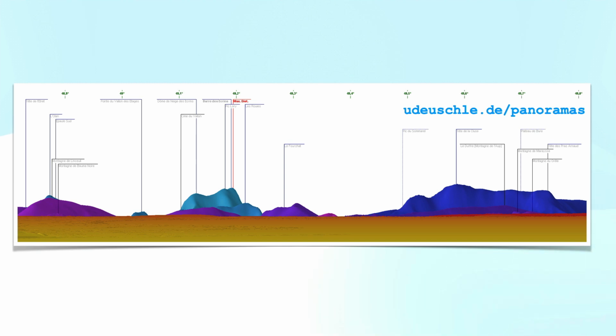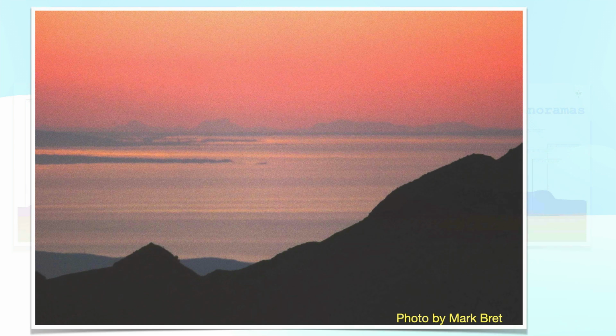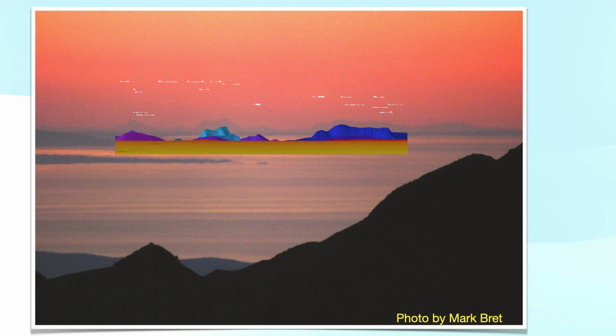It can also color code based on distance. Here are the mountains shown in Mark's photo. Again, this globe-based tool lines up quite nicely with real-world photography. But what about flat Earth proof?